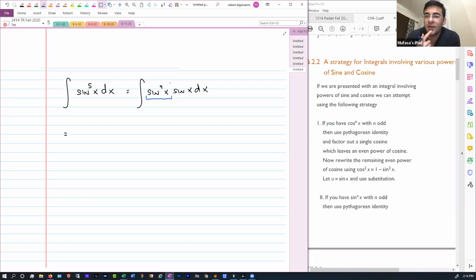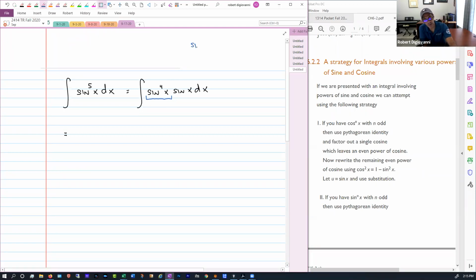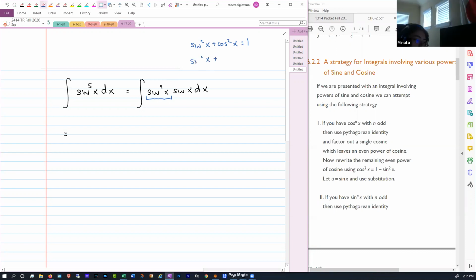Can you do like sine squared, the whole thing squared then? That's exactly what you want to do. So remember, the Pythagorean identity tells us the relationship between sine squared and cosine squared, right? This does not extend to any power.